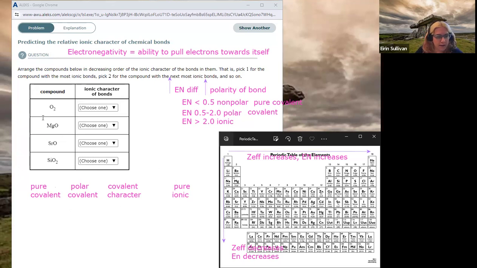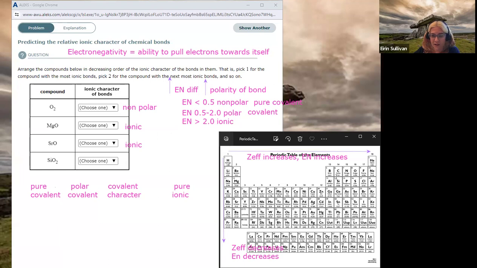Okay, so first up we've got oxygen. It's bonded to itself, so there is no electronegativity difference, so that has to be non-polar. Magnesium oxide: magnesium is a metal, oxygen is a non-metal, so we're going to predict that is going to be ionic. Strontium is a metal, oxygen is a non-metal, so we're also predicting that to be ionic.